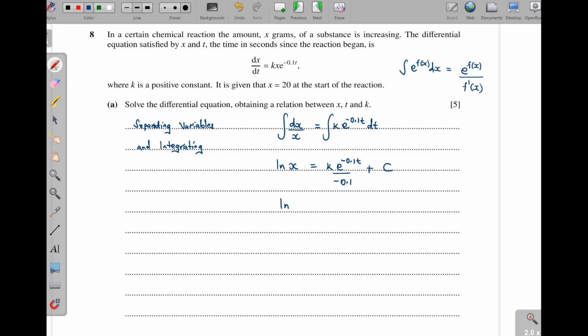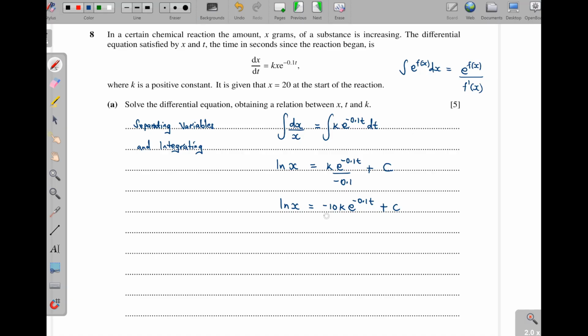Okay? So here we are going to have the natural log of x. 1 over 0.1 gives you a 10. So we shall have negative k, then e to the power of negative 0.1 of t. Actually, this is negative 10. Pardon me here. Negative, I need to put a 10 here. Negative 10k. So negative 10k, then e to the power of negative 0.1 of t, then plus c.